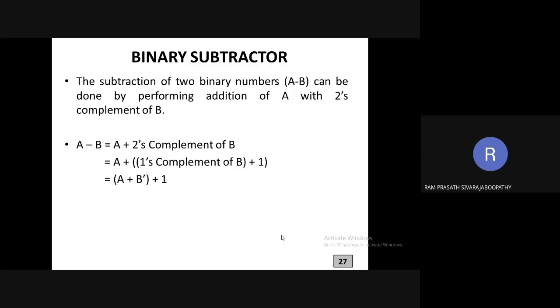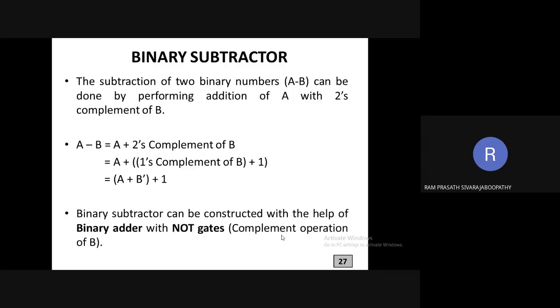Now you tell me what components I need to perform A minus B. இப்போ additional என்ன component எனக்கு வேணும்? 4-bit binary adder யூஸ் பண்ணி நம்ம பண்ணலாம். கரெக்ட்டா? Additional என்ன ஒரே ஒரு component மட்டும் எனக்கு வேணும். Which component do I need extra? Very good, Srihari, NOT gate. So, a binary subtractor can be constructed with the help of a binary adder with NOT gate. NOT gate எதுக்கு யூஸ் பண்றோம்? To perform the complement operation of the data B.